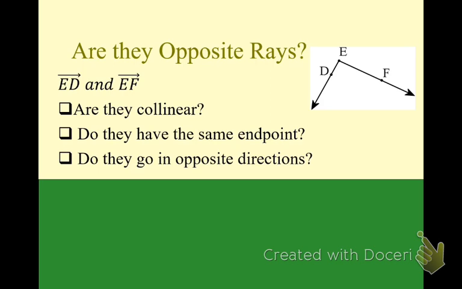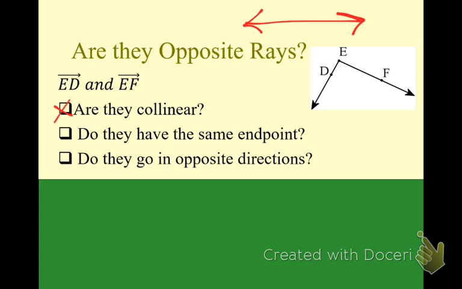All right, so are these opposite rays? We have ED and EF. Are they collinear? Are all 3 points on the same line? What did a line look like? No, so it's a no. Because a line, in geometry, is a straight line. A continuous straight line. So these are not on the same line. So this was already, no, they're not opposite rays. Okay, we can keep going.